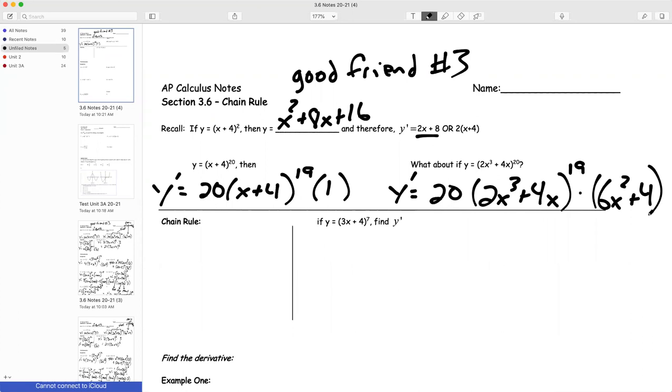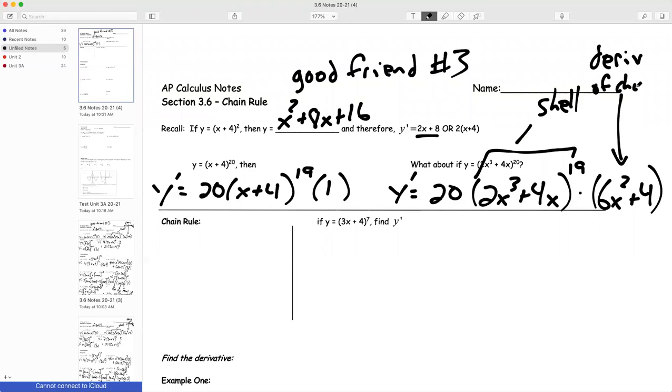And this is why I give you M&Ms, because the chain rule is like an M&M. This right here is the shell. This right here is the derivative of the chocolate. Look at that. Hold up.